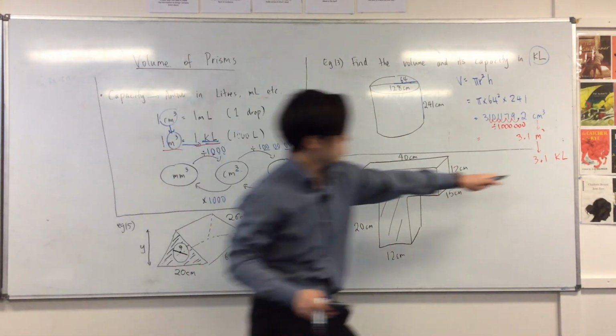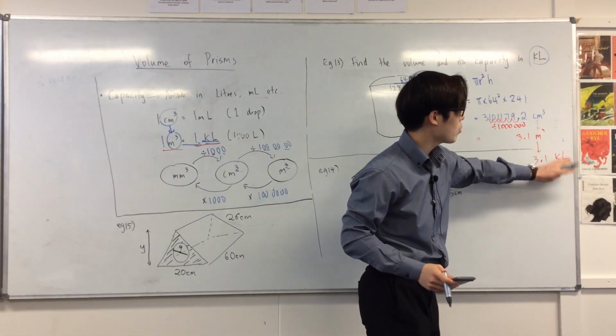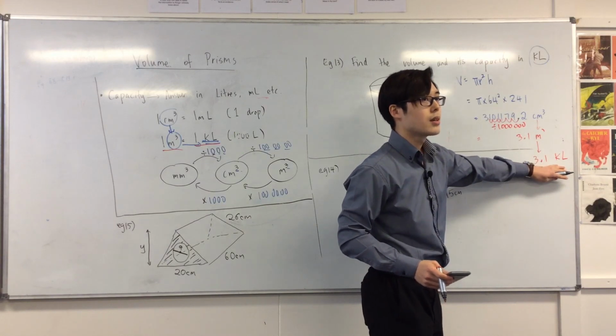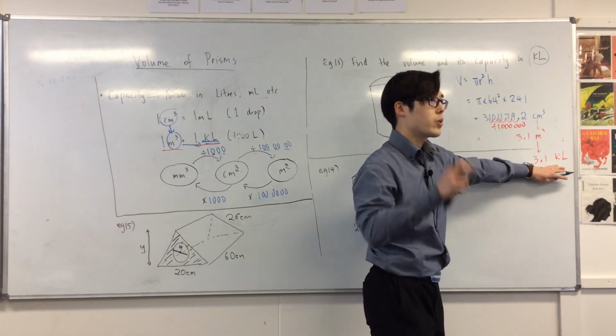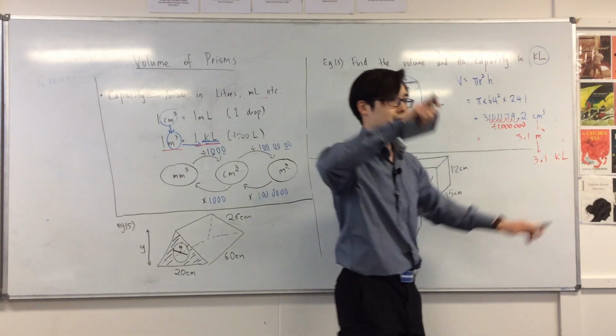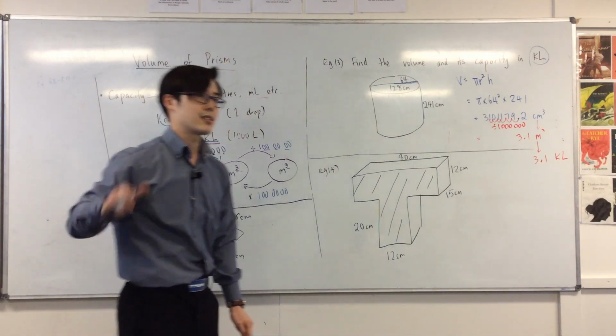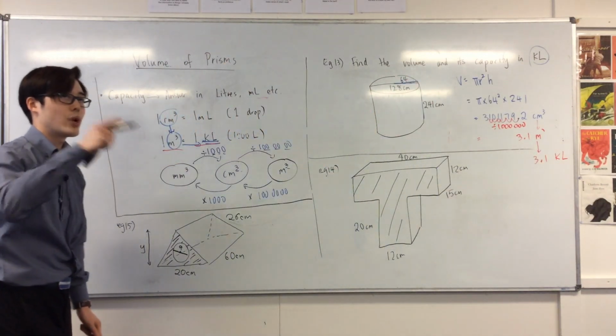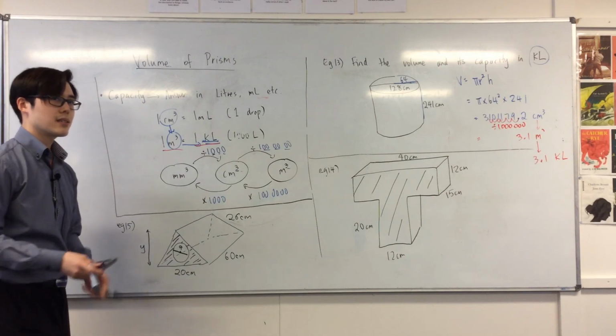If they wanted you to convert this into just liters, what will I need to do with this? Times by 1,000. Times by 1,000, because there's always 1,000 milliliters in a liter, 1,000 liters in a kiloliter. So it's always by a factor of 1,000 to change from one unit to another. Does that make sense?